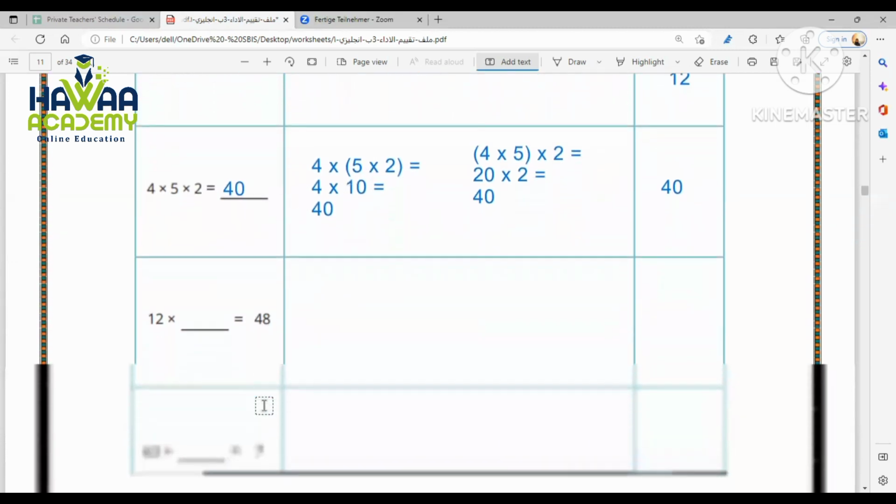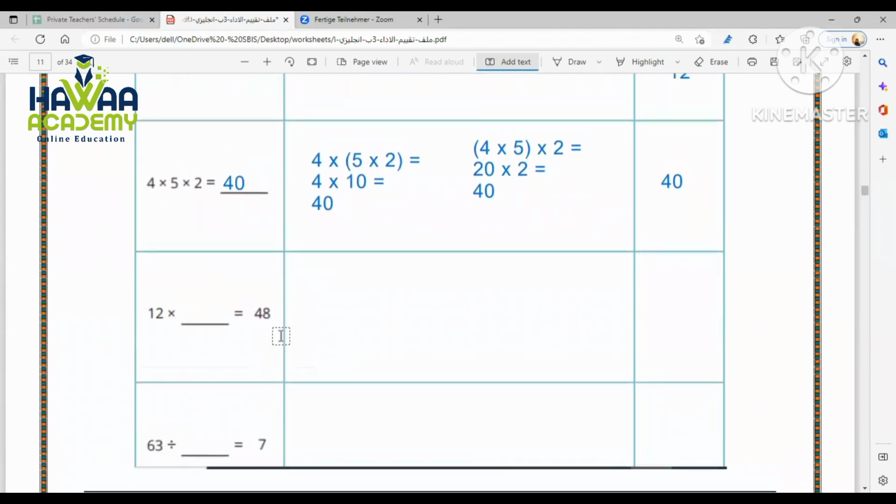So the next part here, I need to see 12 times what will be 48. It's the same as 48 divided by 12. So let's find out, like the repeated subtraction. So 48 minus 12, and then take away another 12, and then another 12.